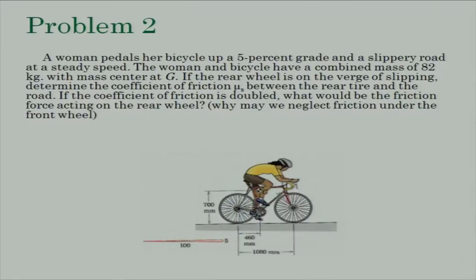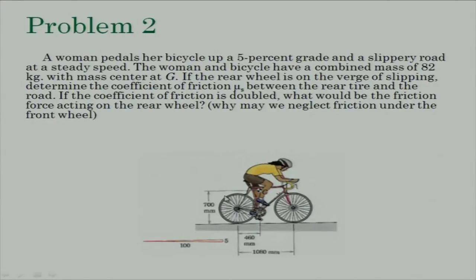Let us do this problem. Suppose in this problem what is given is that a bicyclist pedals the bike up a slope. There is a small slope given to you, 5 by 100 gradient. The bicyclist is moving at a constant speed. We are given the combined weight of the bicyclist and the cycle. It passes through point G whose coordinate is also given. It's 460 perpendicular along the direction of the slope.